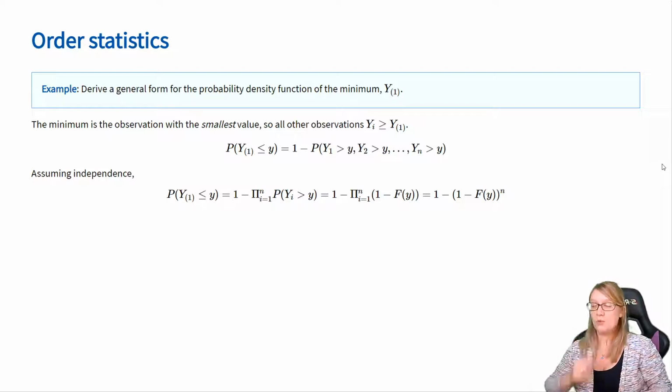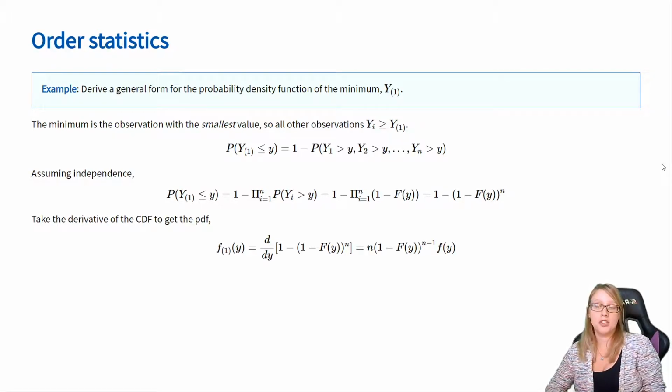Assuming independence, we then multiply our probabilities, so we get 1 minus the product of the probability that y sub i is greater than some value little y, which is 1 minus the product of 1 minus the CDF. So we get something like this for the CDF of the minimum. Again, because we want to find the PDF of the minimum, we'll take the derivative, apply the chain rule, and here we go. We get n times 1 minus the CDF raised to the n minus 1 power times the PDF. So now we have a form that we can use to find the distribution of the minimum.